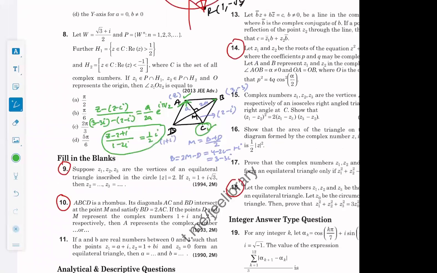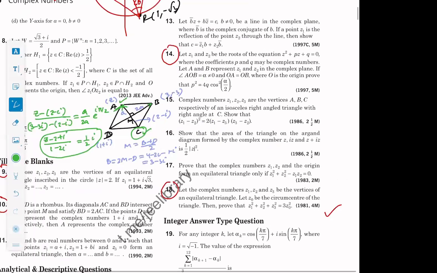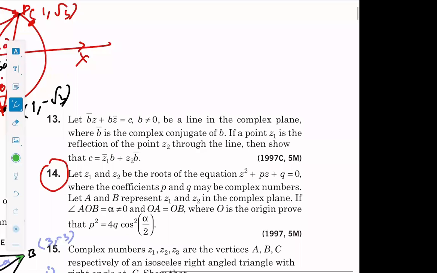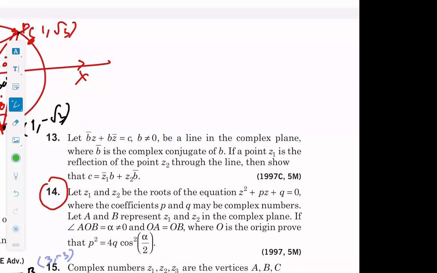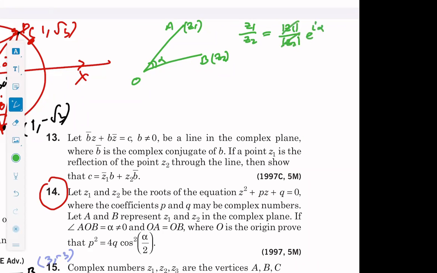Now see question 14. Z1 and Z2 are the roots of this, and the angle between O, A, B, this one is Z1, this one is Z2, is alpha. So Z1 upon Z2: OA and OB are equal, so their magnitudes must be equal. So e to the power i alpha. So basically Z1 is equal to Z2 e to the power i alpha.